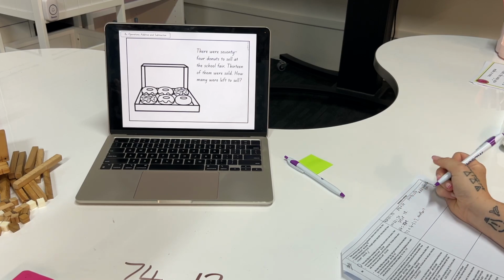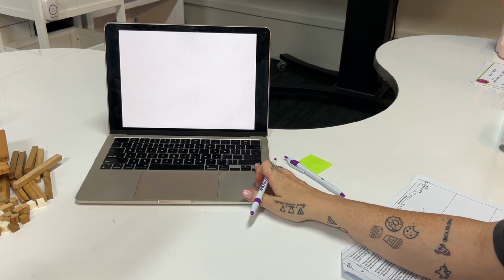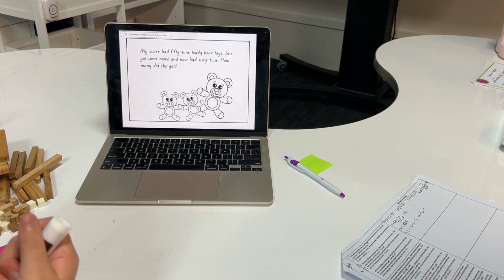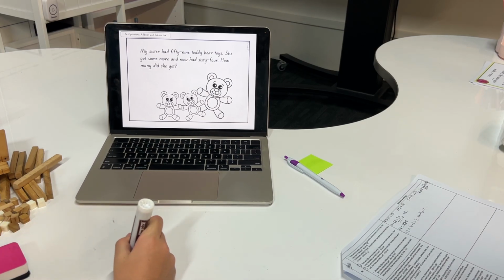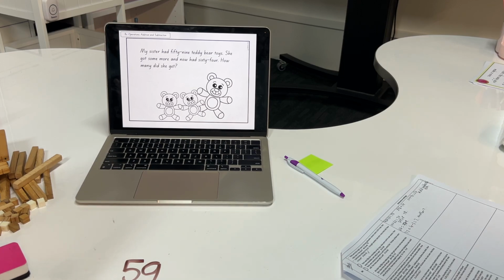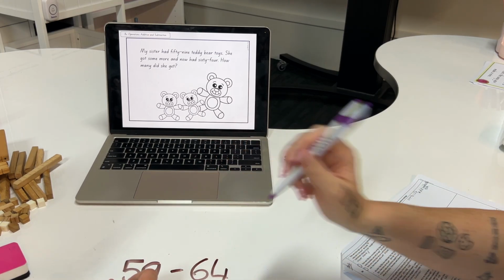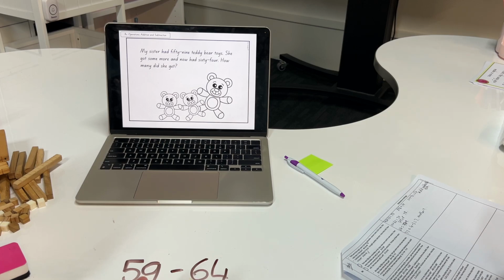Okay, awesome, good work. We're going to do one more. Let's just see how we go for this one. My sister had 59 teddy bear toys. That's a lot, 59. She got some more and now had 64. How many did she get? So she got some more. So my sister had 59 teddy bears. Yep, 59 teddy bears. She got some more and now had 64. How many did she get?